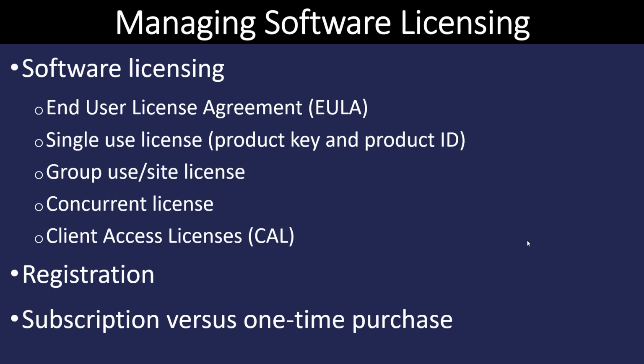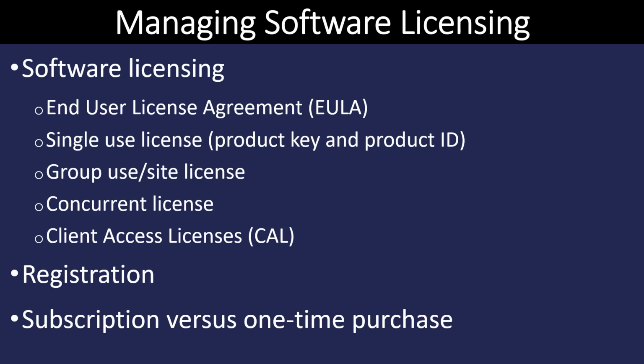Now, software is going to come either as a single-use license, a group license, concurrent license, or client access licenses. A single-use license is just what it sounds like. You buy it, usually you get a product key or product ID, and it's installed on one or maybe two computers. A group use or site license will be for a particular group of computers, and they'll all use the same license number, and there'll be a number of users that use that license.